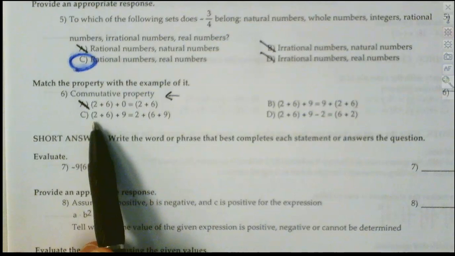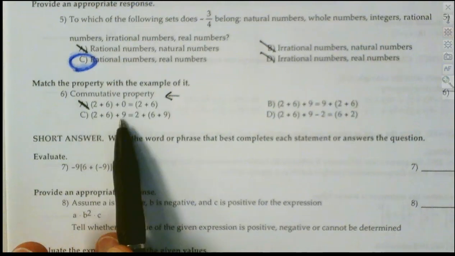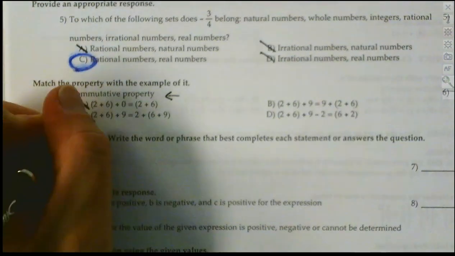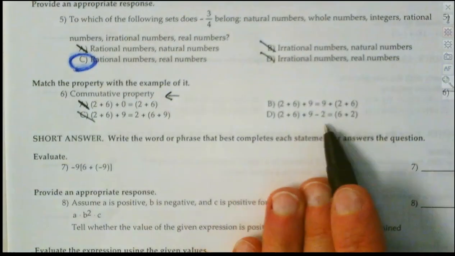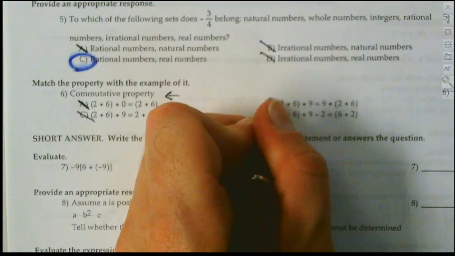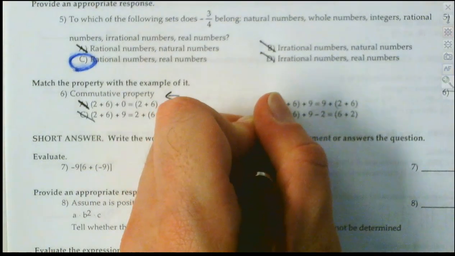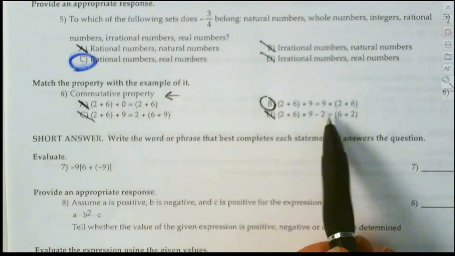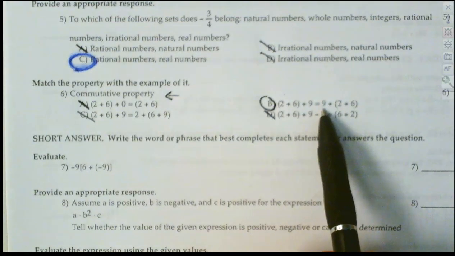C. Why does C not work? C doesn't work because I didn't change the order. What did I change? I just changed the groupings, right? So that's associative. So C doesn't work. And what about D? D doesn't even look right at all. So the only one that's an example of the commutative property is going to be what? B. Why is it the commutative property? Because I switched that 9 from behind to the front. And I did not change what was inside the parentheses.